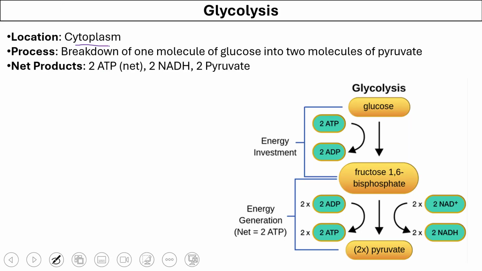Glycolysis occurs in the cytoplasm. This is the step where glucose is broken down into 2 molecules of pyruvate. In the first step, 2 ATP molecules are used. In the second step, 4 ATP molecules are generated. Therefore, the net gain in ATP is 2 molecules. In this process, we also generate 2 molecules of NADH, and the end product of this reaction is 2 molecules of pyruvate.